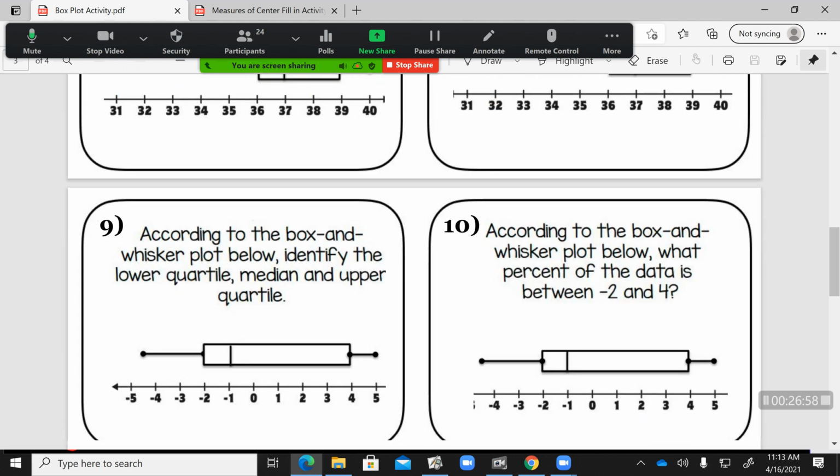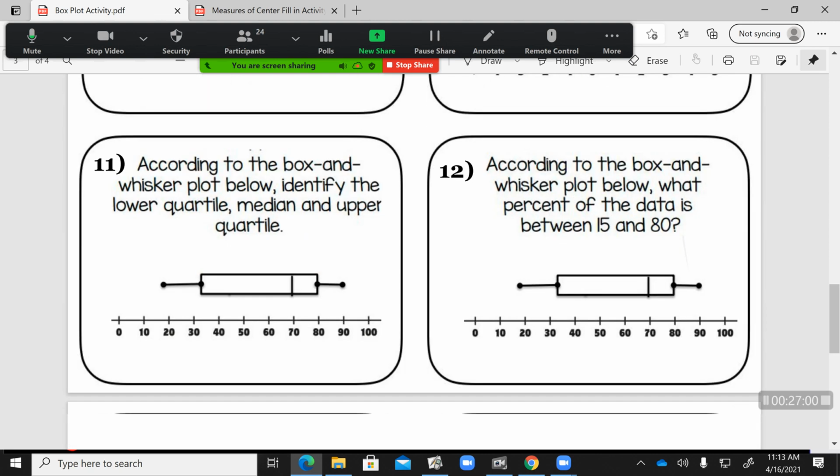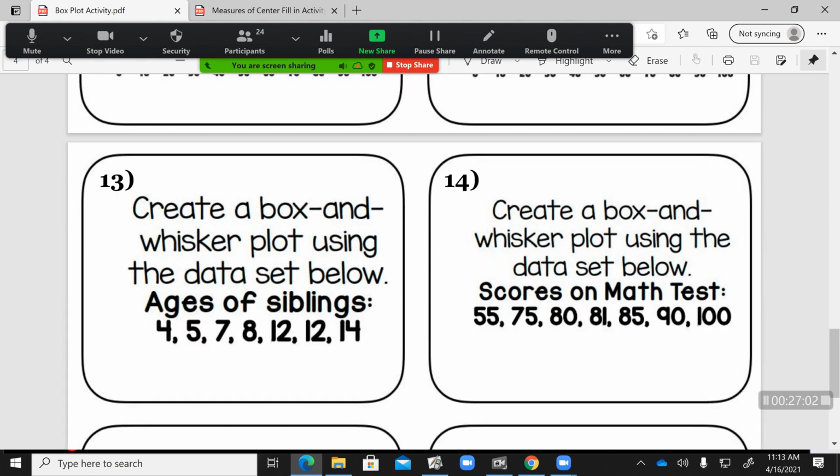Now the only questions that are different than these, where you're going to have to do some more work, is the last two questions. On the last two questions, I just want you to create a box and whisker plot with these two situations. Just like we did on the bell ringer, so you can follow the steps and do it with this information. Both of these are listed from least to greatest, so you don't have to order them from least to greatest. You can already start making your box and whisker plot.